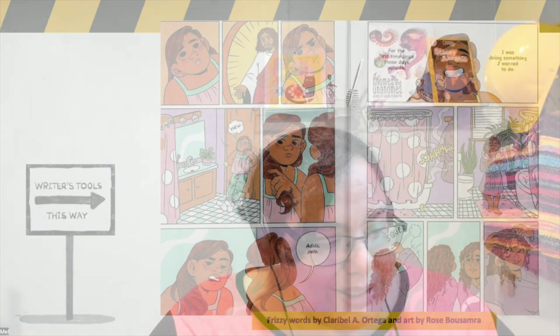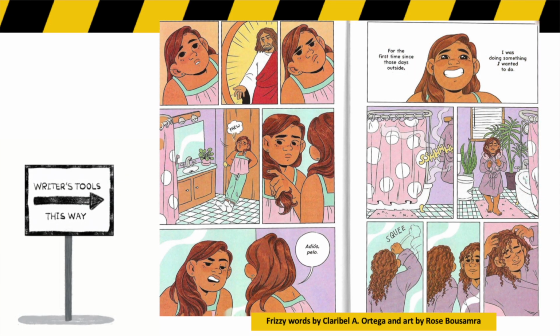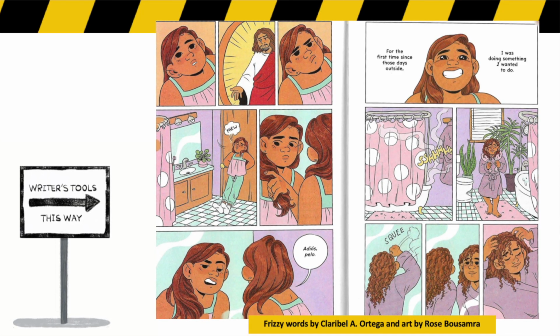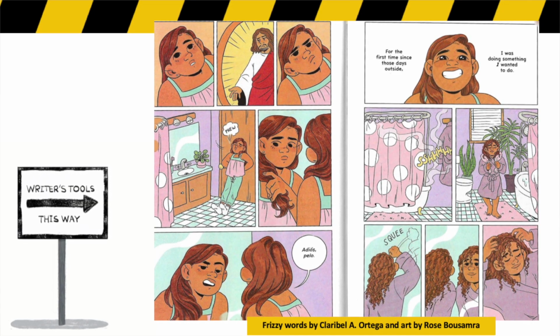So let's dig into the text here. The first tool that we're going to talk about in Frizzy is unique voice. The main character, Marlene, speaks with Spanglish, which is a mix of English and Spanish, not only to her family and friends, but even to herself. So in this example here, right before she's going to wet her hair, she says, "Adios, pelo," which in Spanish literally means goodbye hair. However, in this context, she means goodbye straight hair.